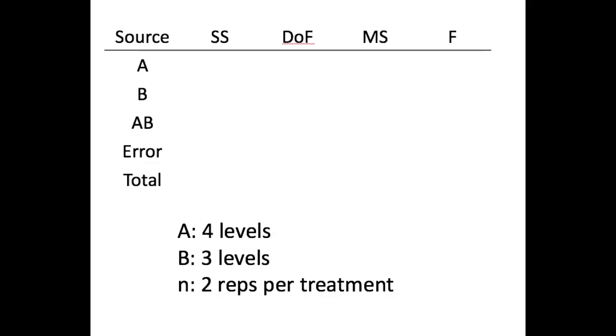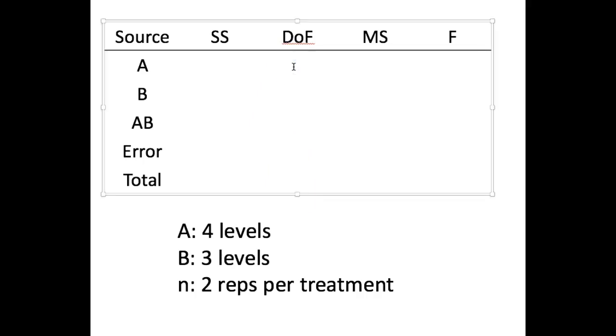Now let's take a look at a two-factor ANOVA table. Here a and b are our two variables, and we also have an interaction, ab. We have error again, we have total again. So this means we're going to have 5 entries in our degrees of freedom column. Let's take a look at how to do this.